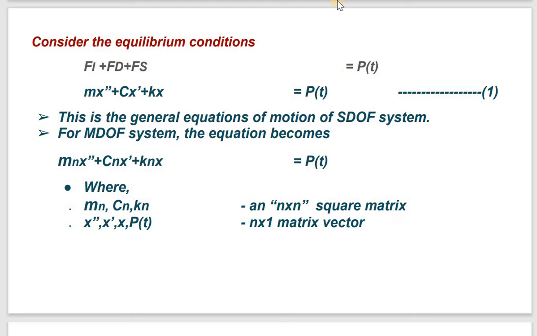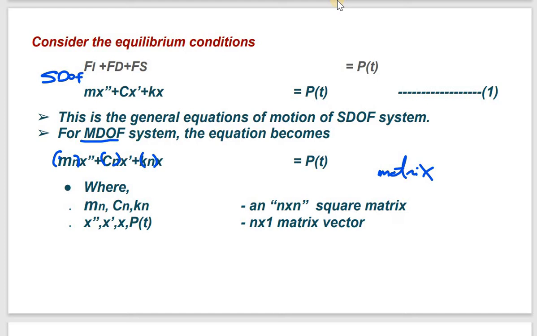And one more thing: this is a single degree of freedom system, an SDOF system. If it is a multi-degree of freedom system, the same equation will be there, but M, C, K and so on will be matrices. So m x double dot plus c x dot plus k x is equal to f of t. That is the general equation.